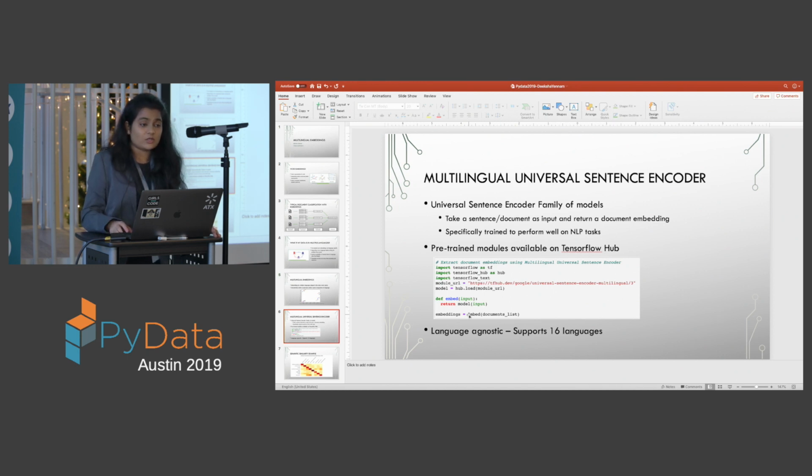This is a language-agnostic model. It supports 16 different languages. The ones that I have used are just English and Spanish, but it also supports Chinese, Italian, Arabic, I think two different types of Chinese, Japanese, Korean, and a lot of different languages.